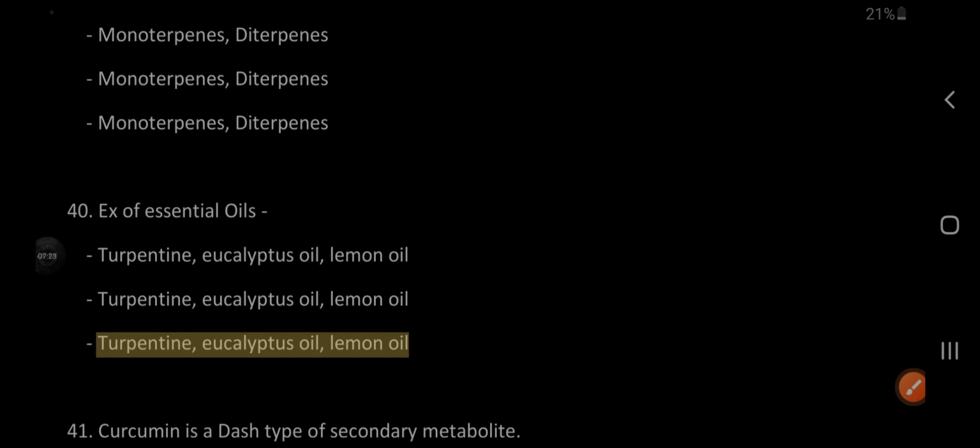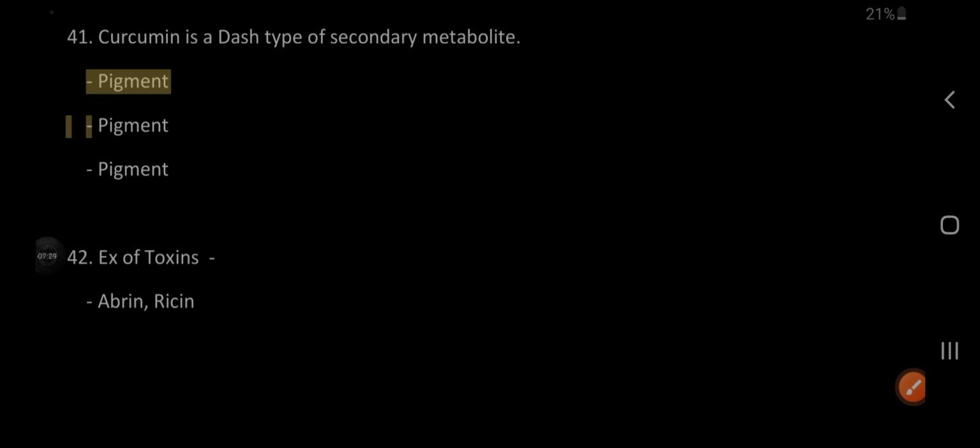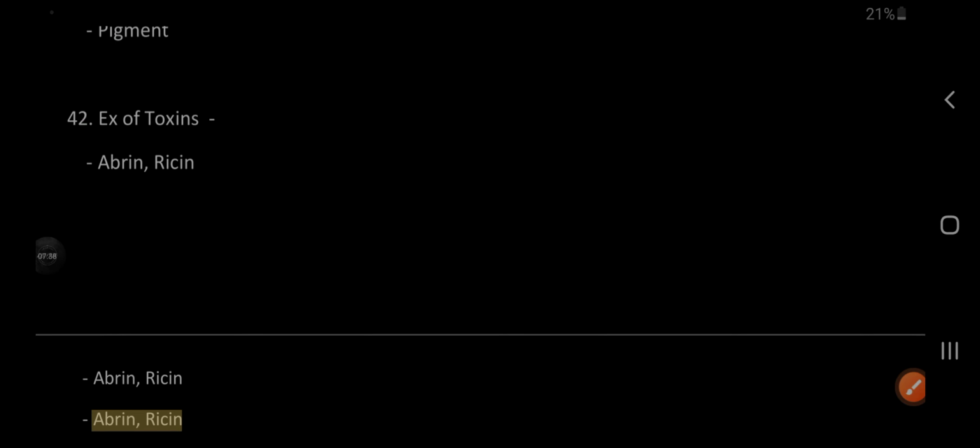41. Curcumin is a pigment type of secondary metabolite. 42. Examples of toxins: abrin, ricin.